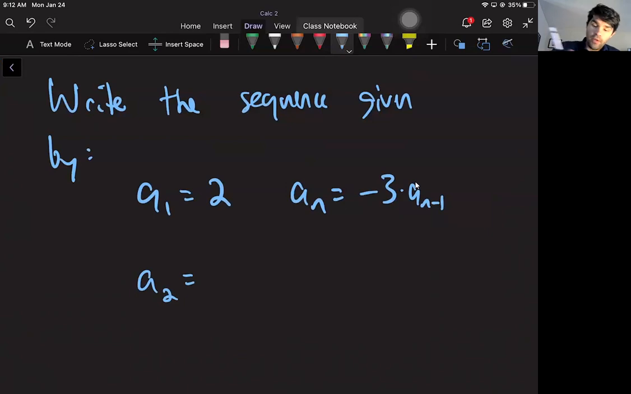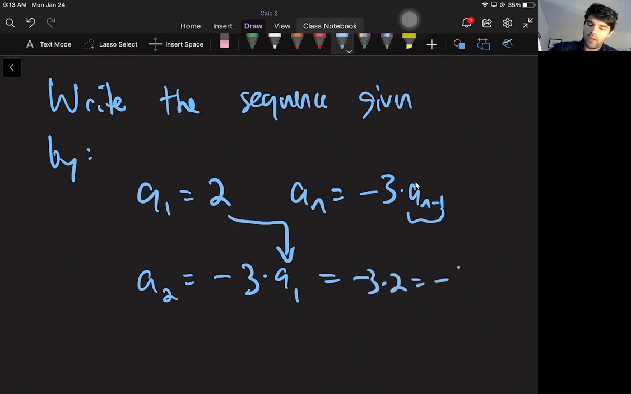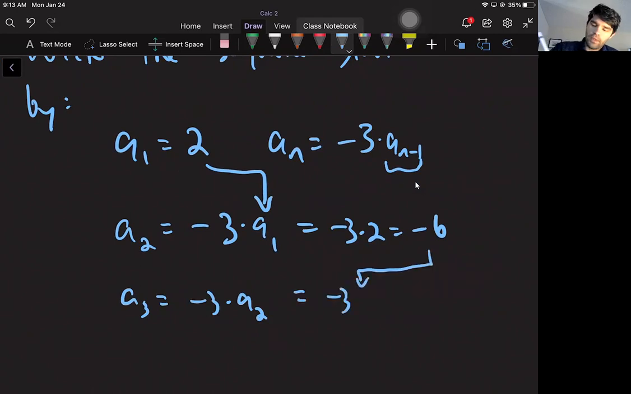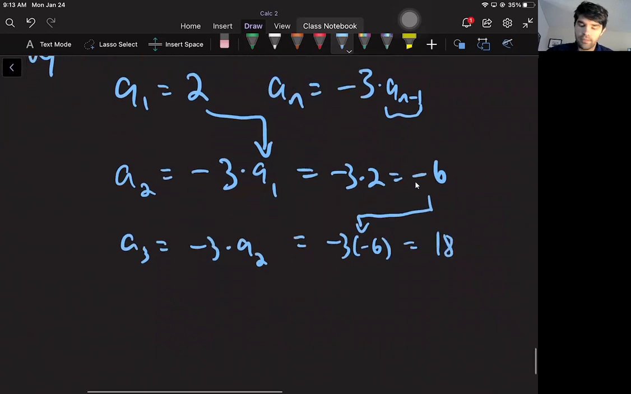What's A2? Again, I don't just plug in 2 to a formula. I have to plug it in here. And that tells me that it's -3 times A1. So I need to know what A1 is. Luckily, I do. It's 2. And so I get -6. Okay, A3 is going to be -3 times A2. And luckily, I know what A2 is now. And so I get +18 when I plug it in.